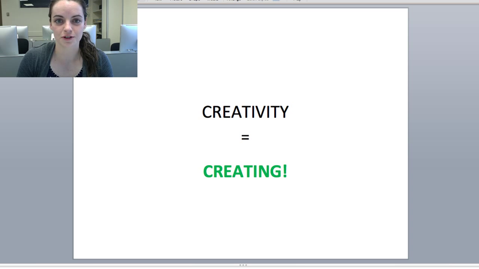Creativity equals creating. That's the bottom line of being creative. So, in our next couple lessons, we're going to be talking about science and math and how we can use our new creativity in those topics. I want you to come to the next class thinking of some examples of creativity in science and math and be ready to share them with the class.